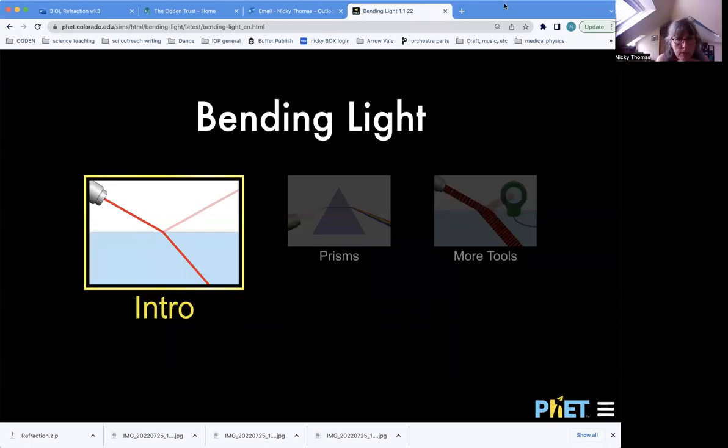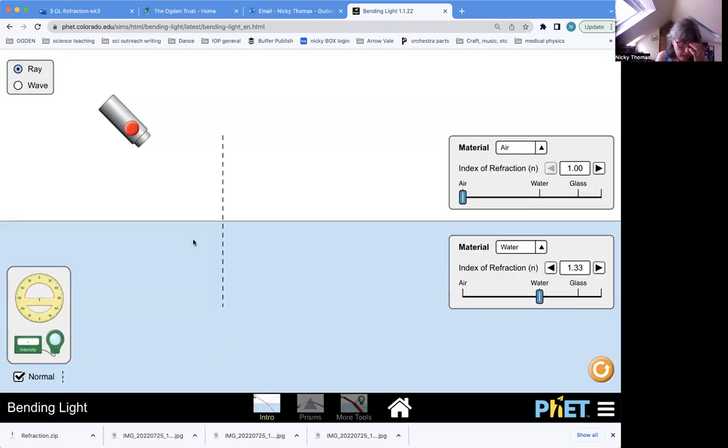I'm going to talk to you about one of the simulations from PhET, Colorado, called Bending Light. There are 3 screens, but really the introductory screen is absolutely fine for what we need. This is showing air and water with a boundary.